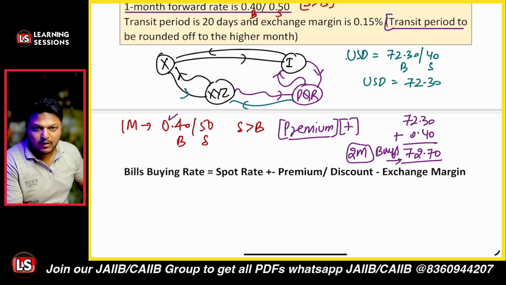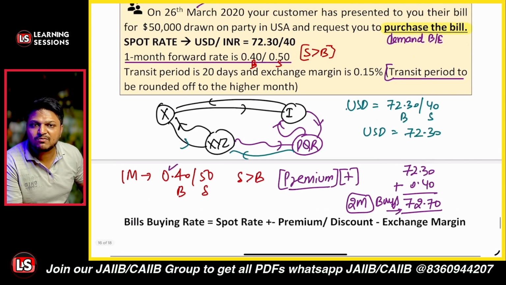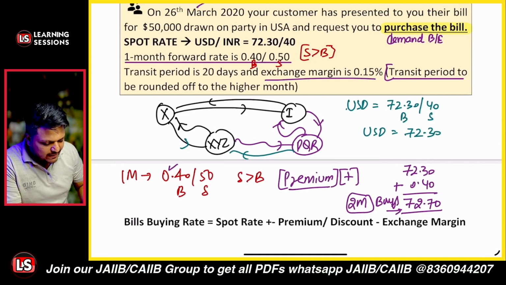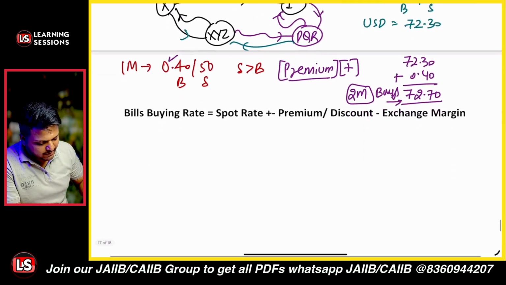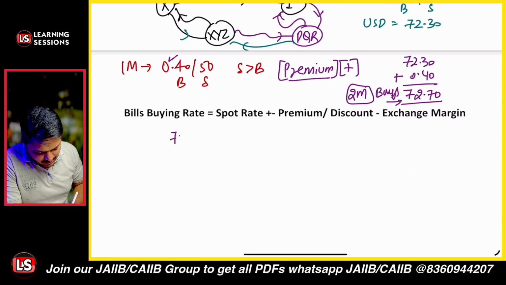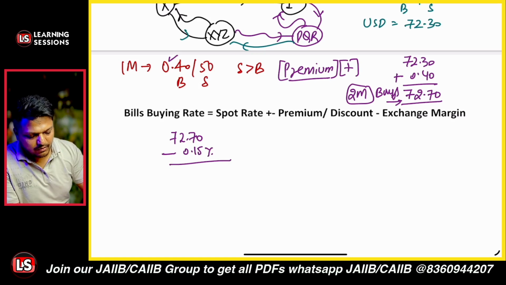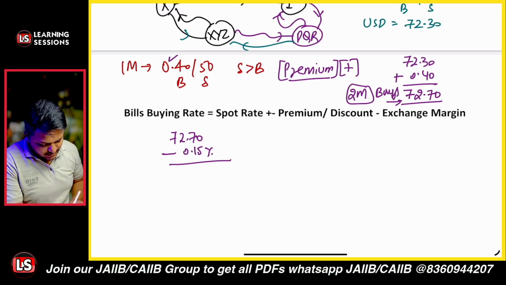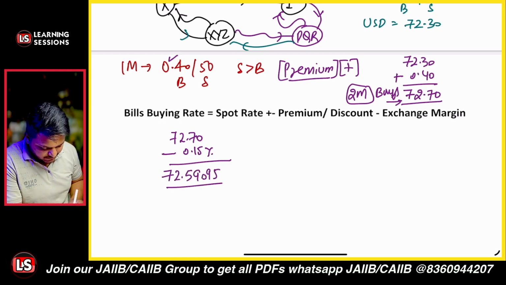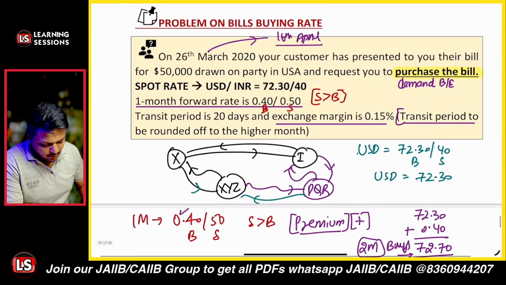This is right. Now after that, we are to talk about the exchange margin, because the exchange margin is also given. It is given to be 0.15%. And I told you clearly, whenever you are having the buying cost, the exchange margin is to be subtracted. So it will be 72.70 minus 0.15%, right? So simply solving it through a simple calculator, 72.7 minus 0.15%, the answer is 72.59095.